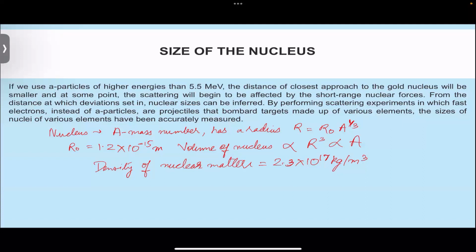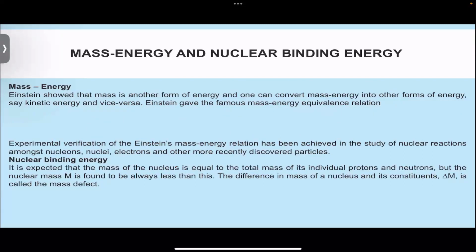Ordinary matter consists of atoms, and atoms in themselves have a large amount of empty space. So that is why this is understandable when we are considering only the density of the nuclear matter. Now we will see the mass energy.